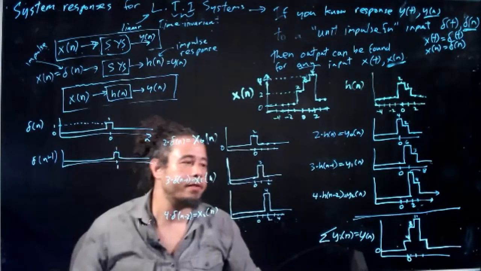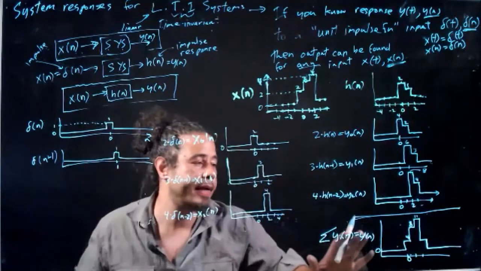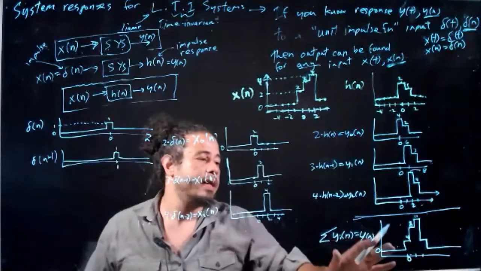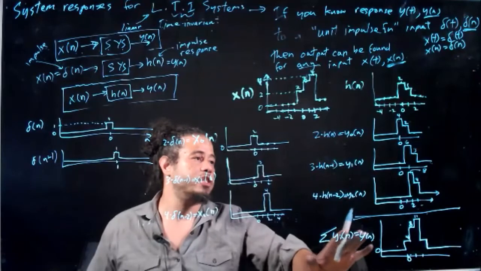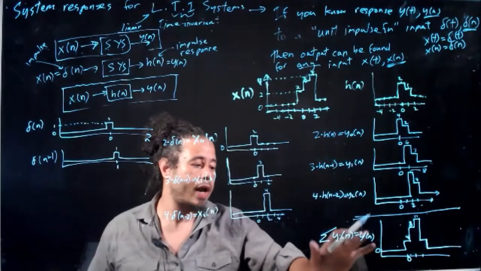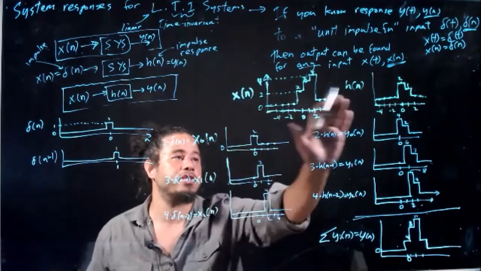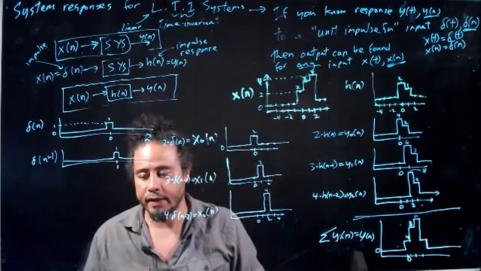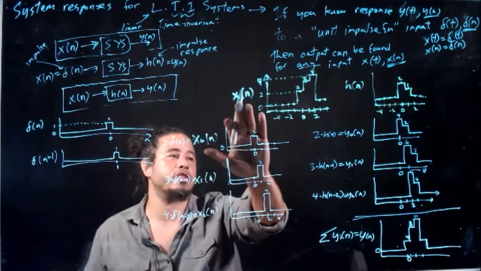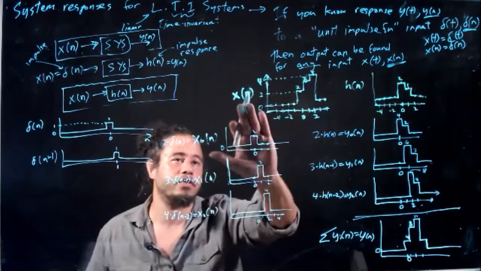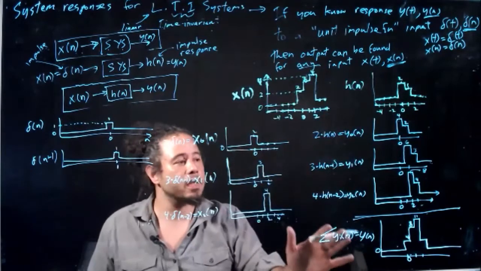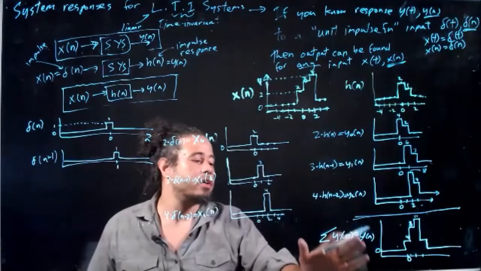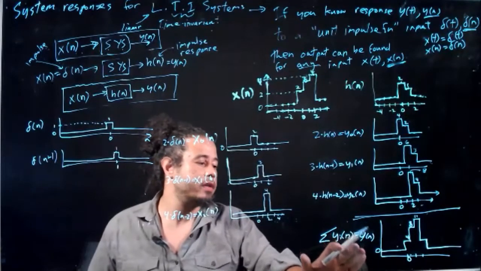Now, of course, this is just a single example, right? What we'd like to do is generalize from what we did here to give a general form for what y of n is as a function of h of n and x of n. The point is that we had a certain h of n and a certain x of n, and we got y of n. But can we think about how we can find this value?